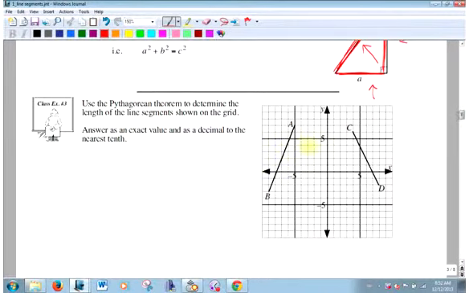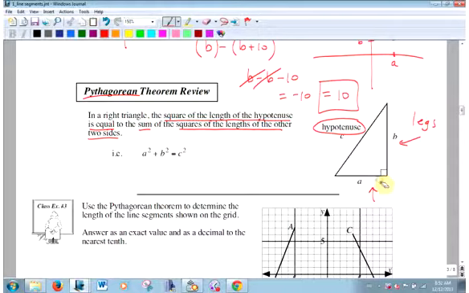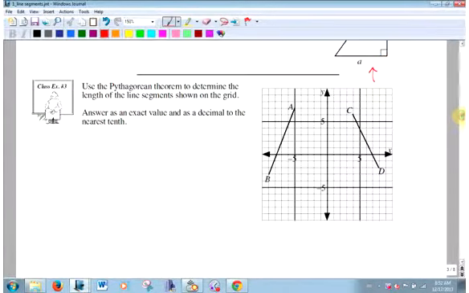All right, because how are you going to count this one, guys? Can you? No, because it's not horizontal or vertical. But we can still find out how long it is. Use Pythagoras to determine the length of that line segment. What do I need to do Pythagoras? I need a right angle triangle. Do you see one there yet? Good. And if you don't, you make one.